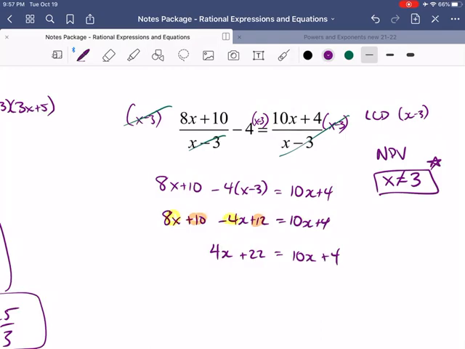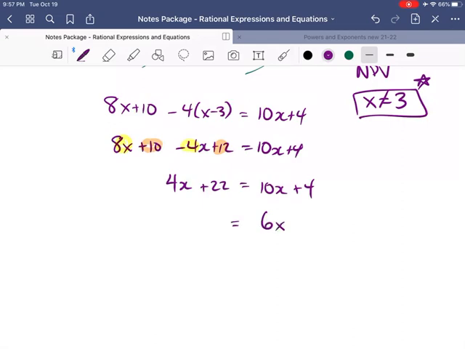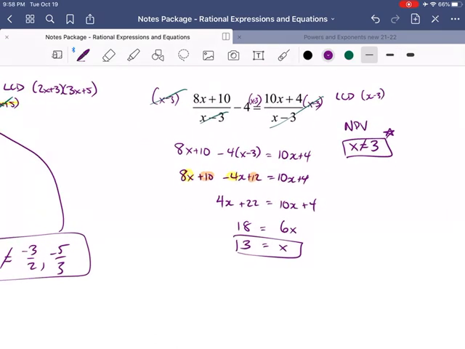Okay, and let's go ahead and solve. So you're going to get 6x is equal to 18. So x is equal to 3. So that's our solution. Well, hold up. Check this out. Our solution is x equals 3, but our non-permissible values say we can't have 3. So in this case, there is no solution. And that's because of our non-permissible values.